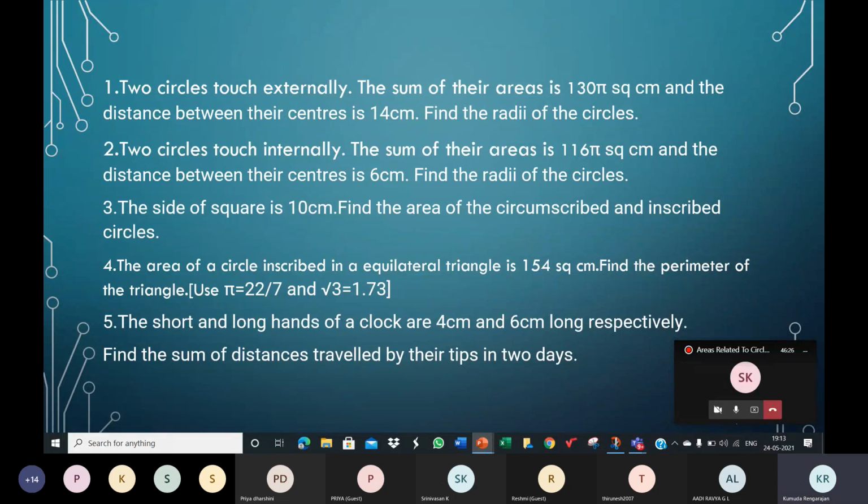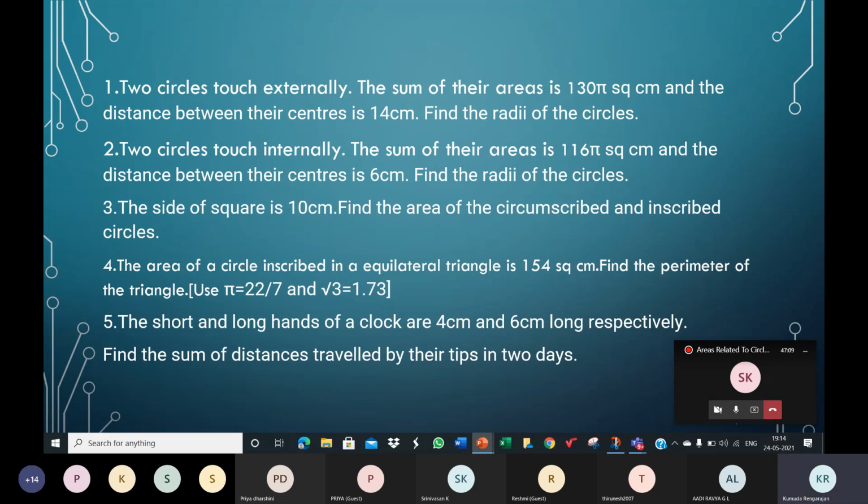So there's a square. Now, case one is a circle that circumscribes the square. That means it goes outside the square, running through the vertices of the square on the outside. Inscribed circle: the circle which is drawn inside, touching the four sides of the square.